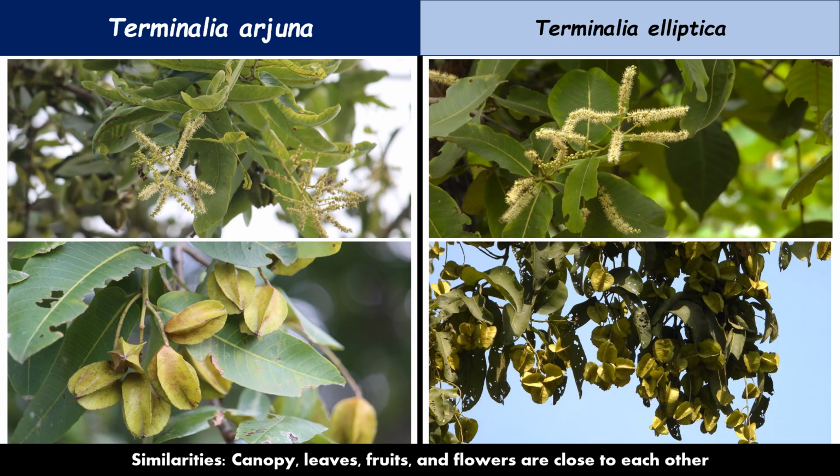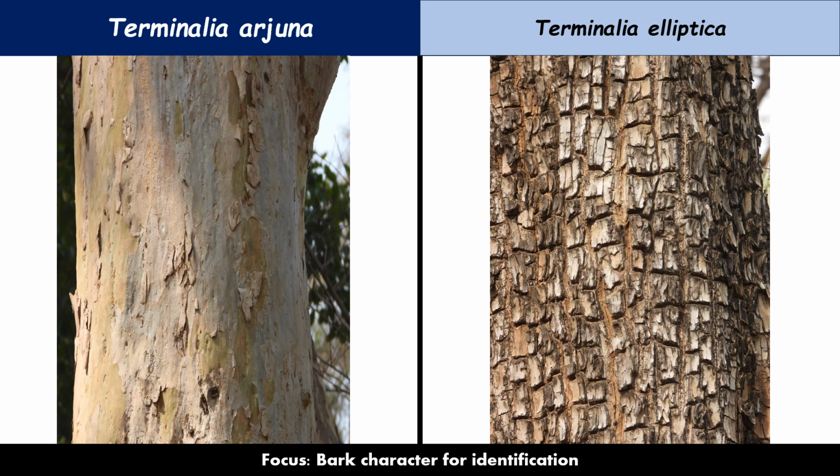So first, Terminalia arjuna and Terminalia elliptica. You can observe here similar canopy, leaves, fruits and flowers. They are very close, very similar to each other. But if you observe the bark, the first one is the bark of Terminalia arjuna, the second one is the bark of Terminalia elliptica. So completely different. So using the bark character, we can easily identify them.